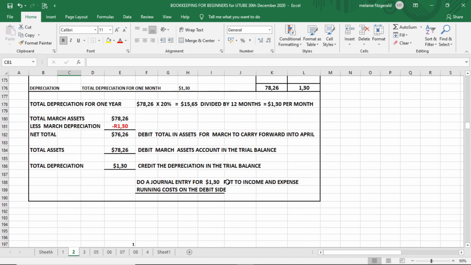Okay, this journal entry. We then do a journal entry for $1.30. We put it to the income and expenses running costs on the debit side. We're not going to do that now in this lesson one because it can get a bit involved. We'll save that for the next lesson. Okay, so that's it. I hope I explained everything well to you.